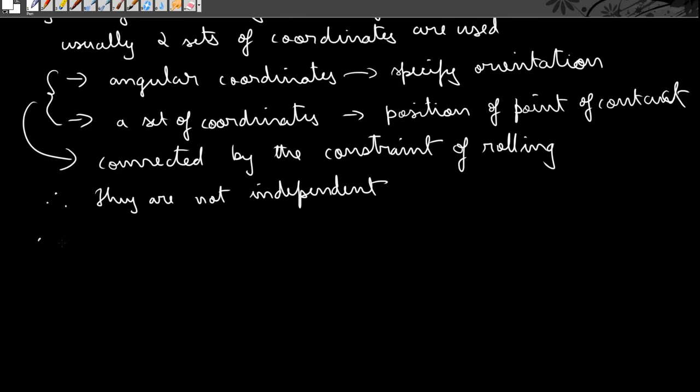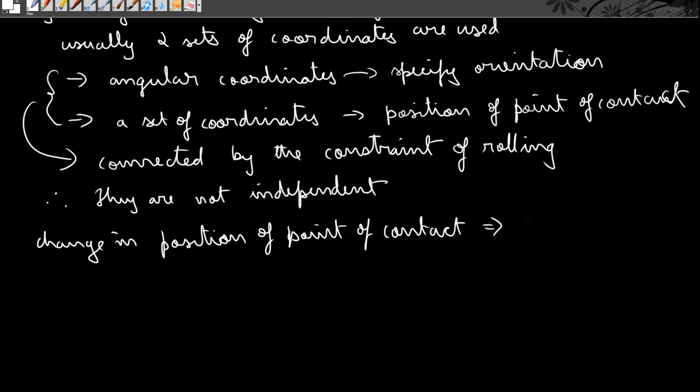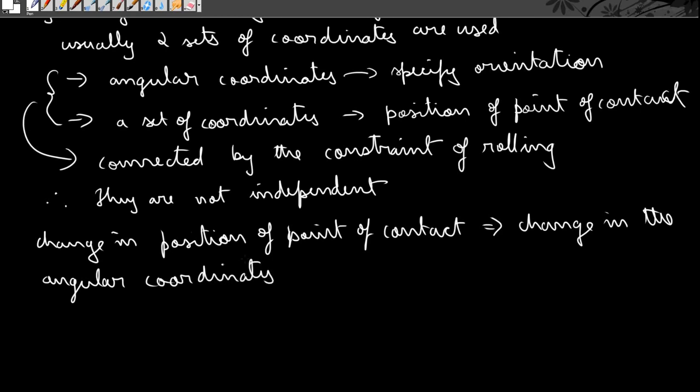So therefore they are somehow connected by the constraint of rolling and are not independent. So a change in position of the point of contact will imply a change in the angular coordinates. But unfortunately, these sets of coordinates are not related by an equation of the form that we encounter for the holonomic case. You will understand this better when I consider a particular case soon in this video.